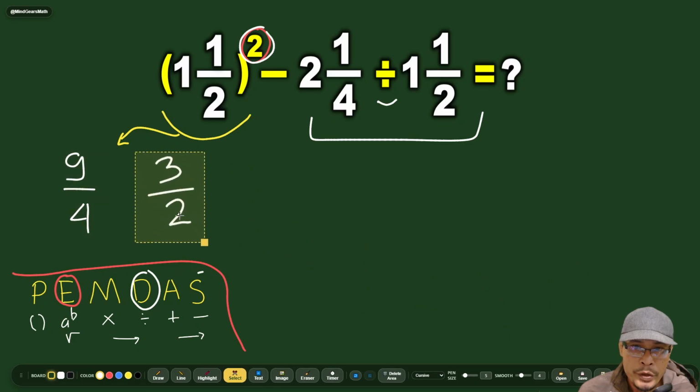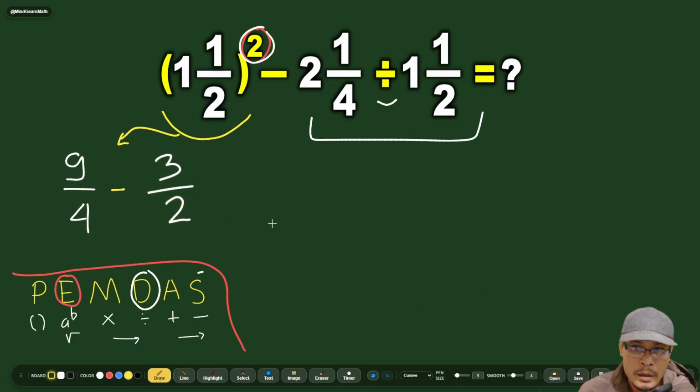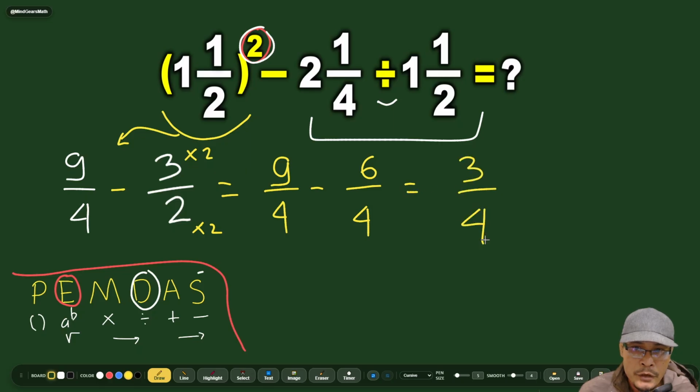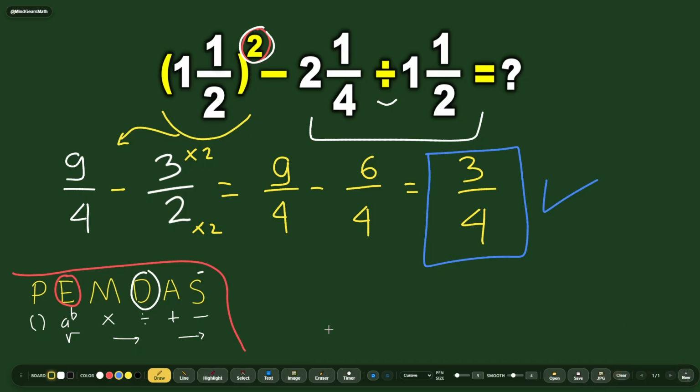We have our squared term, 9/4, minus our division result, 3/2, which becomes 6/4. 9/4 minus 6/4 is 3/4, not 0, 3/4. The expression never collapses when every operation waits its turn. The PEMDAS rule is a strict order, not a suggestion.